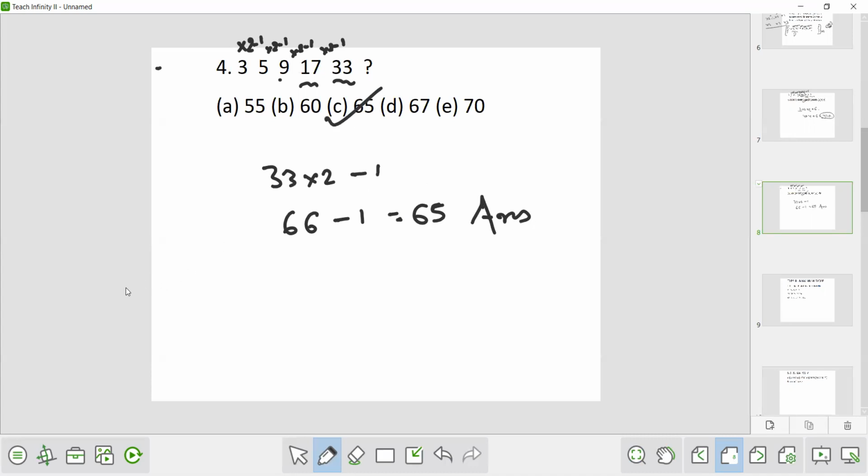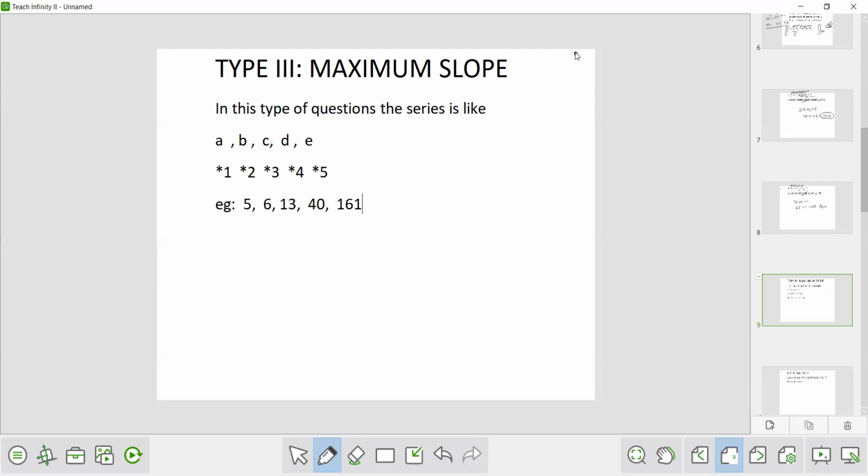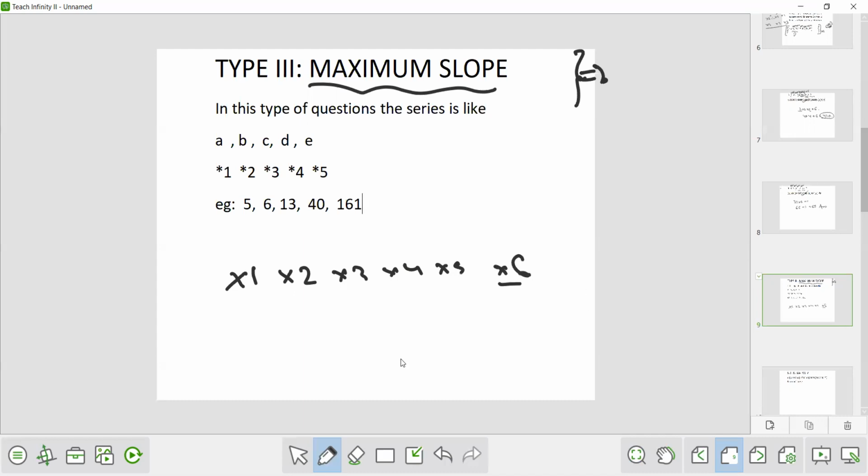So these two questions were based on the concept of medium slope. Then maximum slope, and maximum questions in the examination will be based on this type of slope. The maximum slope is of the nature that the number keeps on increasing, and that too in a disproportionate amount, like every successive number will be 1 times, 2 times, 3 times, 4 times, 5 times, 6 times, like this, or 2 times, 4 times, 6 times, 8 times, like this. The number keeps on increasing in a disproportionate amount.